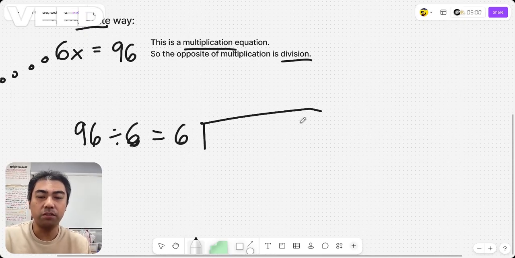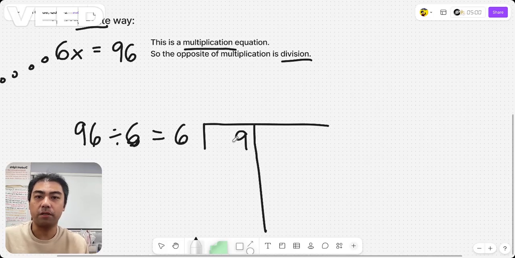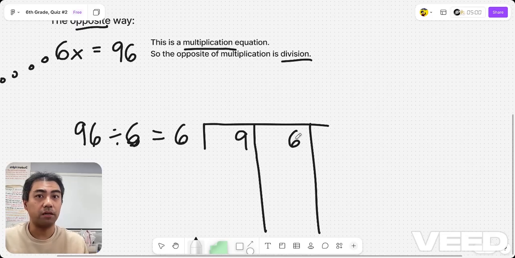I'm going to do grid division. So you just put your first number in the division house. We're going to put one number at a time in each column. So the 9 goes inside. The 6 goes on the right here. Again, here's my 96. I leave a space and I put one number at a time here. So the 96 is split up like this.